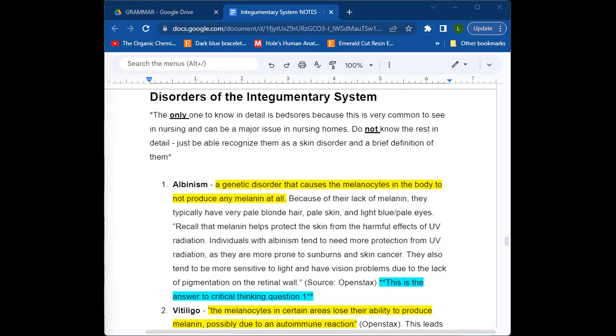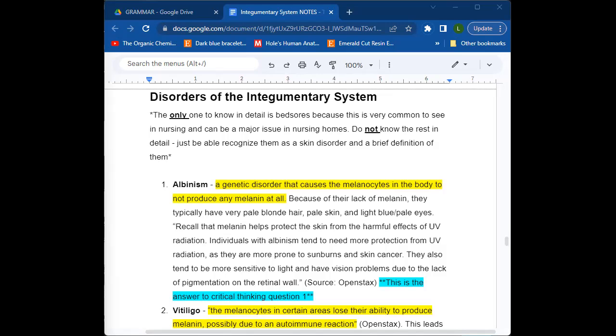And then also you just need to know what body system it belongs with. Whether Addison's disease is a respiratory disorder, an endocrine disorder, or an immune disorder, that kind of thing. What body system it affects. So these are ones that affect the integumentary system.